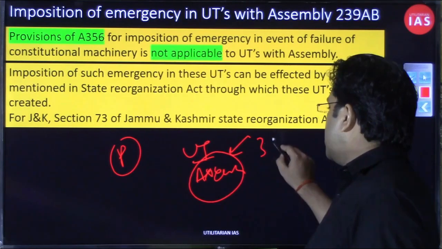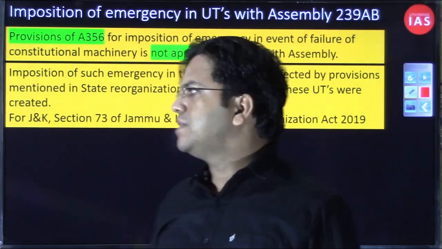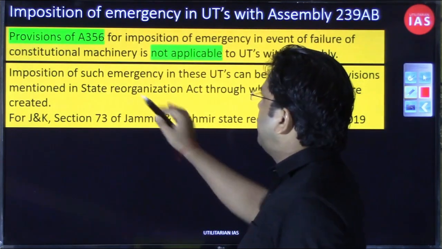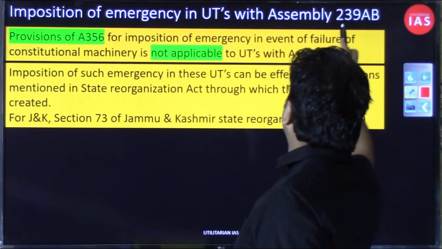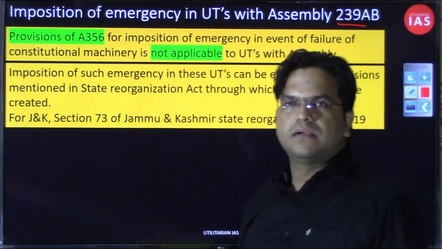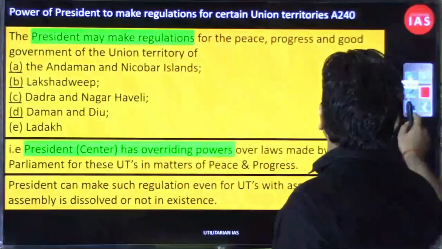So these 3 UTs we are talking about, the imposition of President's rule in these 3 union territories with the assembly will not be by this Article 356, but under the provisions mentioned in Article 239AB. So that is one point. Now let us discuss Article 240.